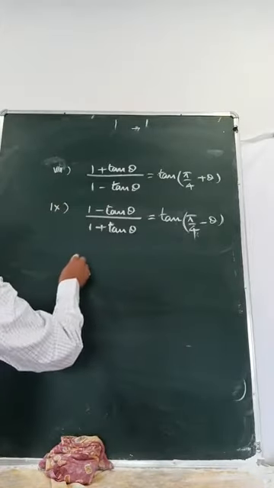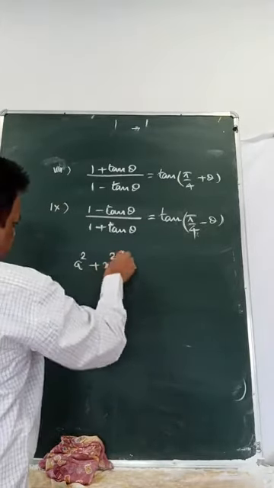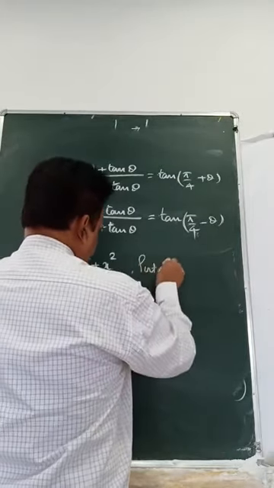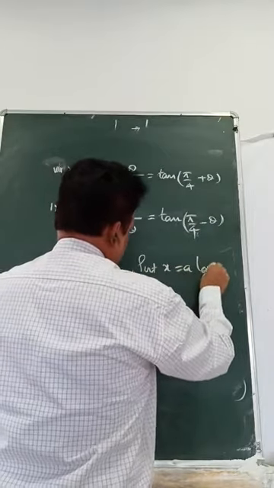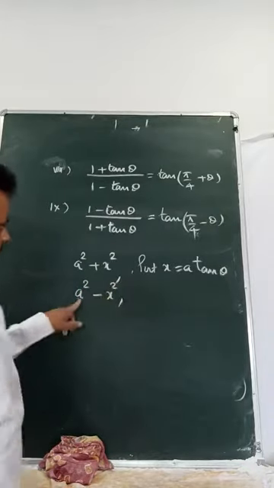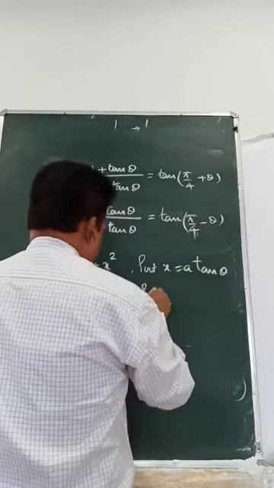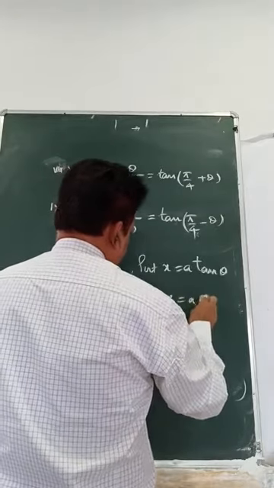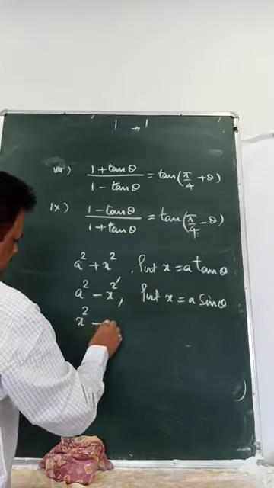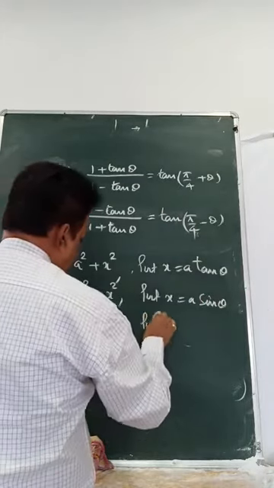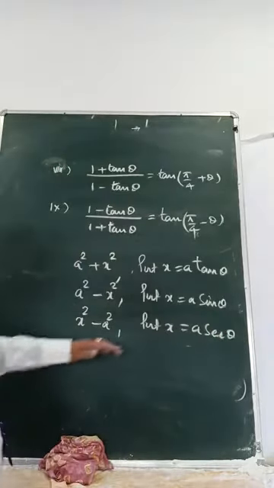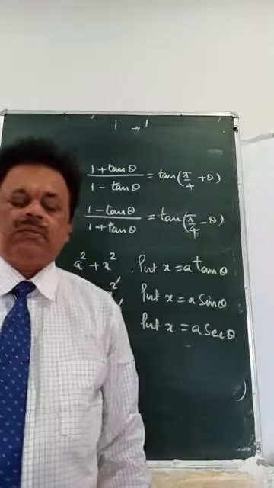Now some other formulas again I am writing. If you find a square plus x square form in a question, then you have to put x equals a tan theta. If you find a square minus x square form, then put x equals a sin theta. If you find x square minus a square form, then put x equals a sec theta. So with this we can start our questions.